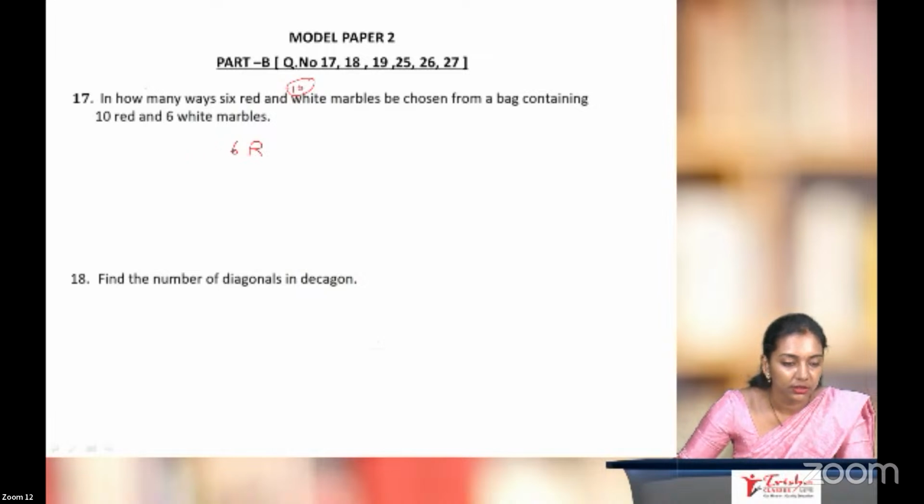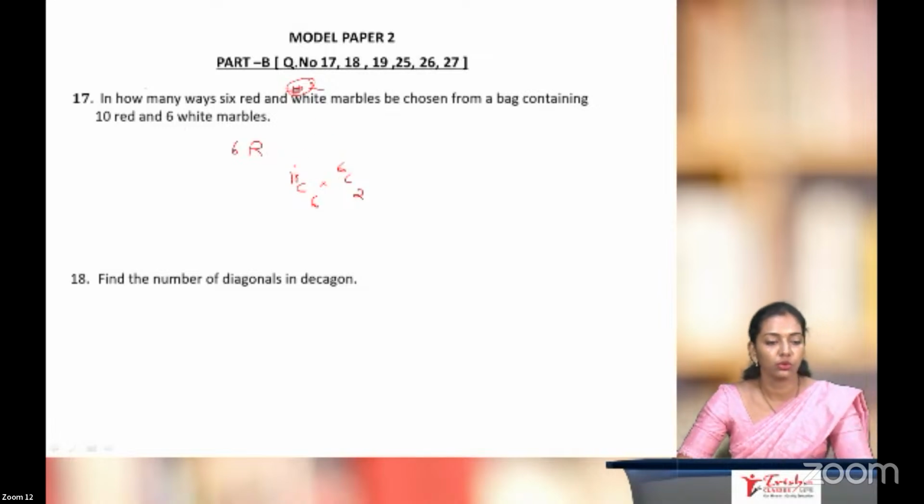Okay, selection. So selection from red balls: 10 red balls are there, out of which you have to select 6. So 10C6 into, and whenever you use 'and', it is multiplication. Here it should be a smaller value, so let's take 2. You need to select 2 white marbles out of 6, so 6C2. I hope you got it. Out of 10, you have to select 6 red marbles, and out of 6 white marbles, you have to select 2 white marbles.